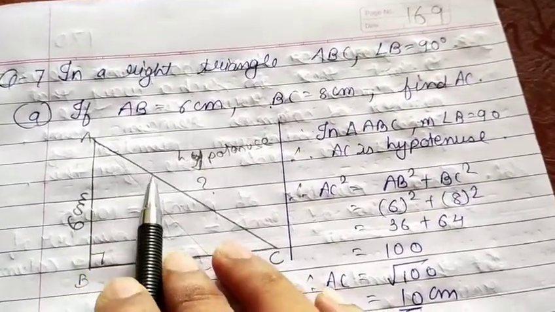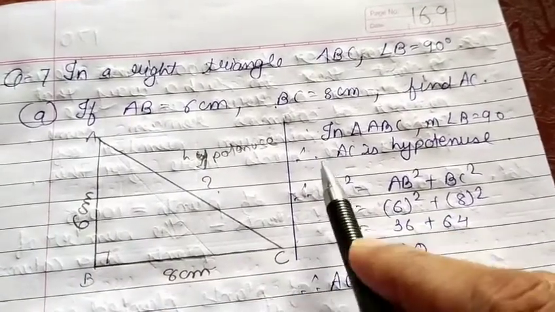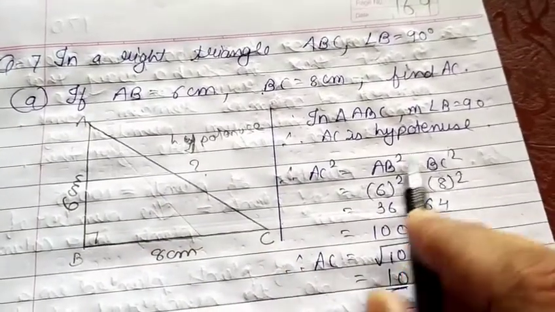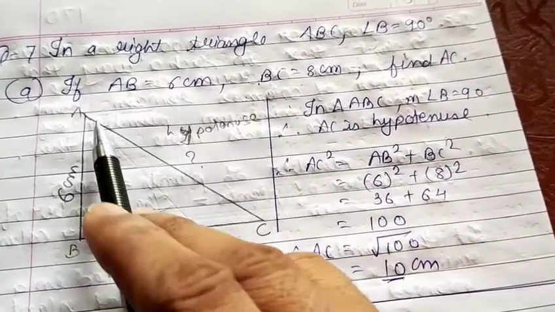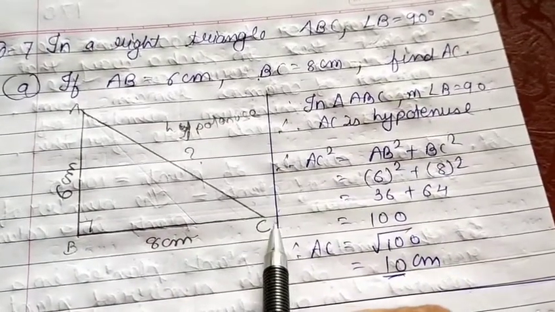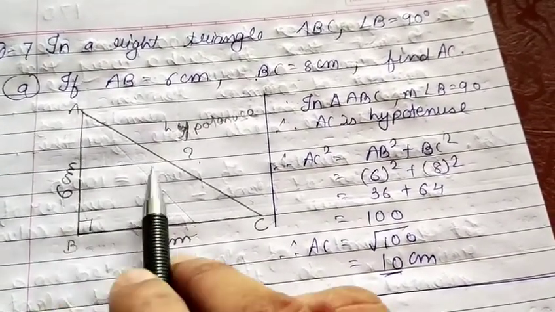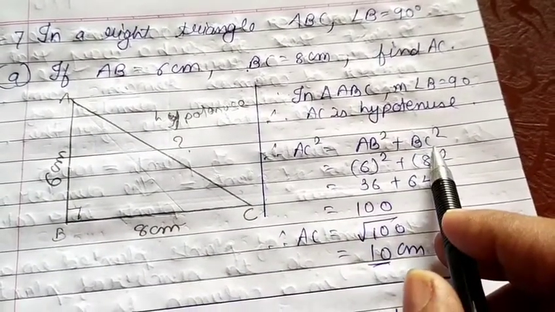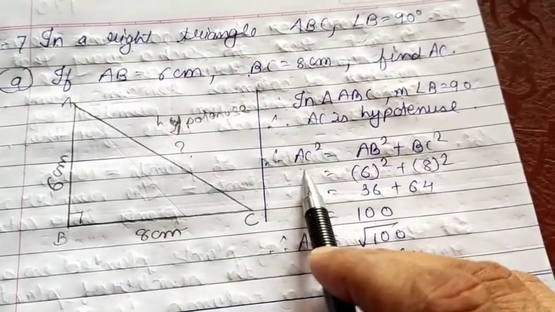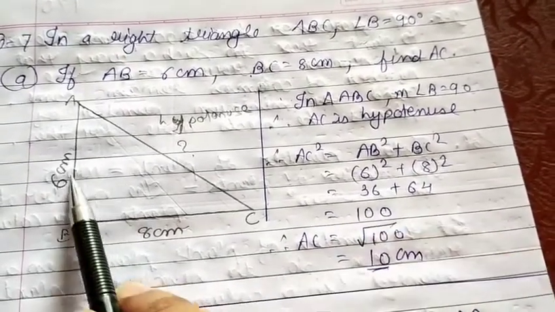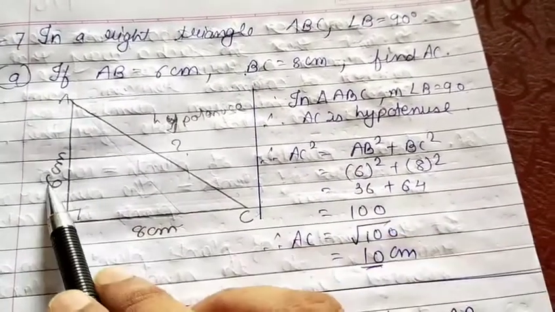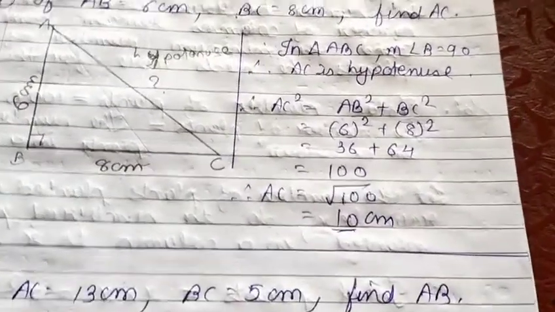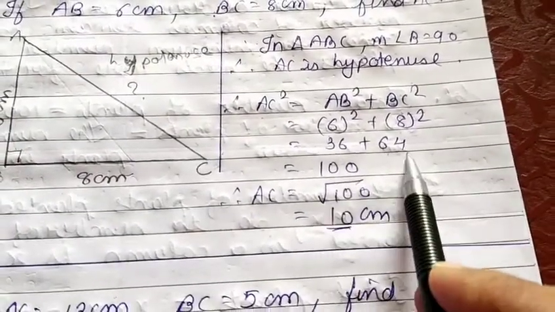Now, as we all know, we have to go with the Pythagoras property. In right angle triangle ABC, angle B is 90 degrees, that means AC is the hypotenuse. That means the square of AC equals the square of AB plus the square of BC, meaning the sum of squares of the two adjacent sides equals the square of the hypotenuse. The length of AB is given as 6 centimeters and the length of BC is 8 centimeters. Square of 6 is 36 and square of 8 is 64. When you add both values, you will get 100.